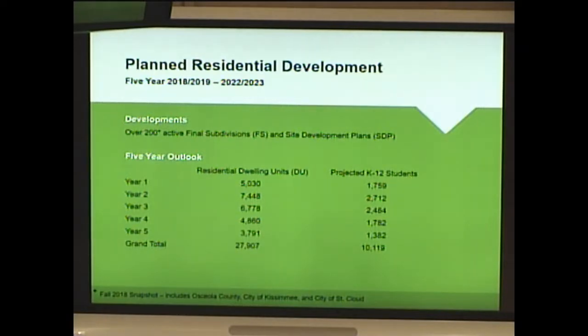So while we know we're not going to build 27,000 units in the next 3 years, we do have the potential, due to the number of developments that are on record, we could reach that in a 5 to 7 year period. So this is what's approved to date. So if for some reason we all decided we were never going to issue another permit and we were only going to allow what's on the books to finish building out, we would still see another 27,900 homes come into Osceola County.